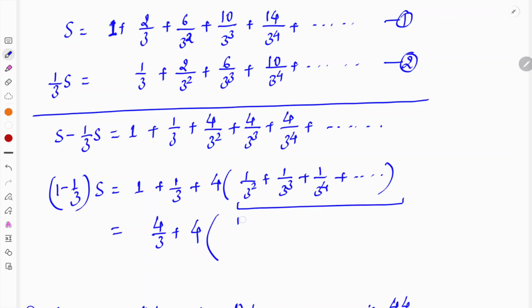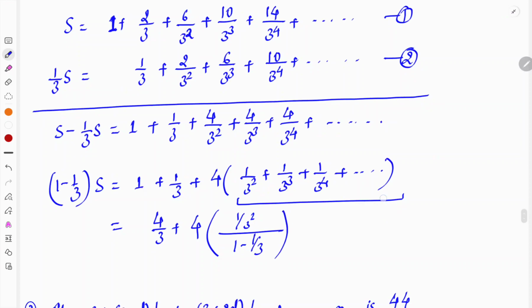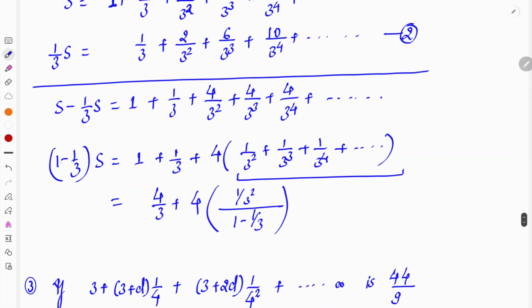Okay, first term 1/3^2, so A divided by 1 minus R. Common ratio: 1/3^2 divided by 1/3^2... no, the common ratio will be 1/3 only, so A divided by 1 minus R. It is 3 into 1 minus... 3 minus 1, 2/3 S we are getting. So from here you will say, sir, 2/3 S is equal to 4/3 plus 4 times, this multiplied here, 3 into 1, 3 minus 1.